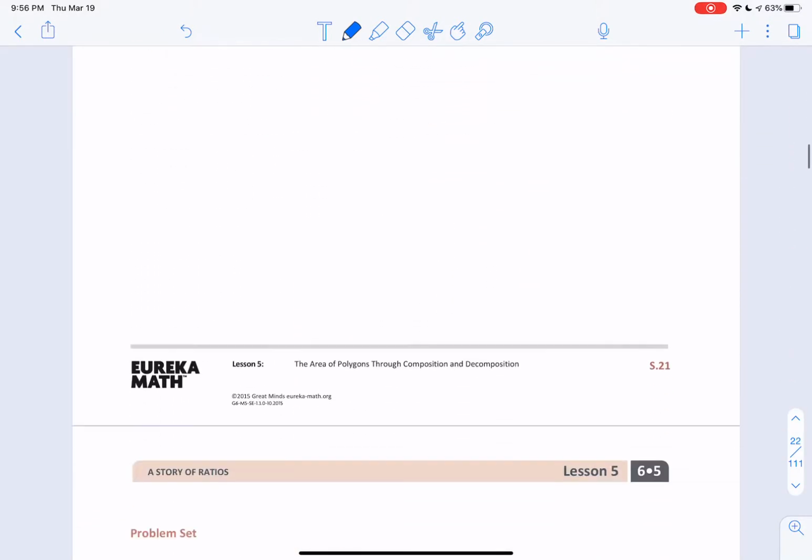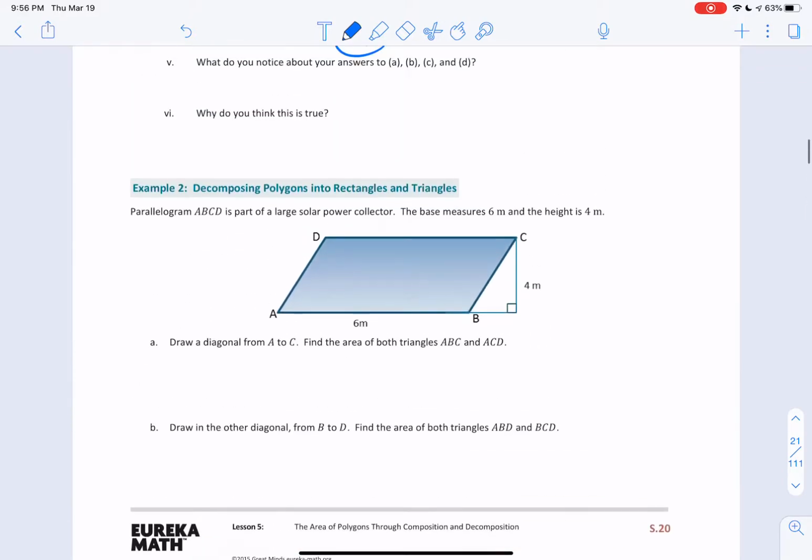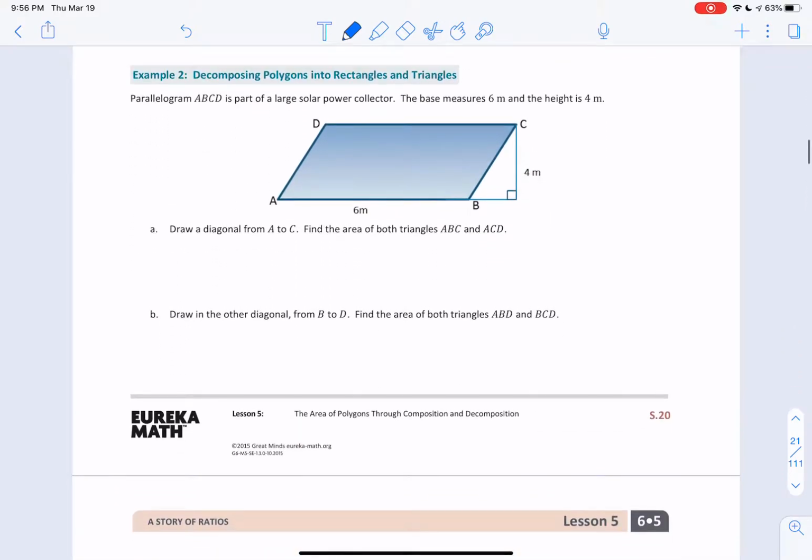All right, so let me take a preview of what's coming up. Don't want this video to get too long. Example 2, decomposing polygons into rectangles and triangles. Parallelogram ABCD is part of a large solar power collector. The base measures 6 meters, and we can see it labeled here. And the height is 4. We can see it labeled outside.